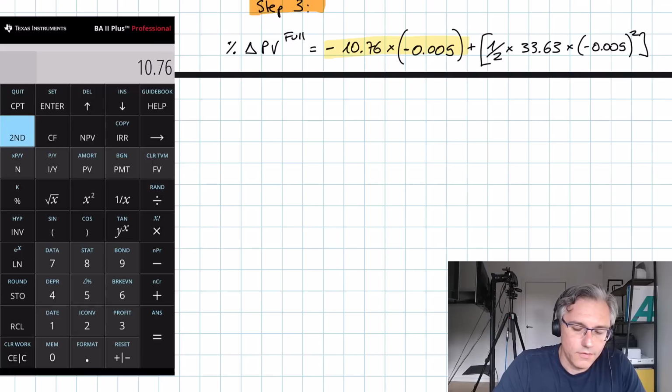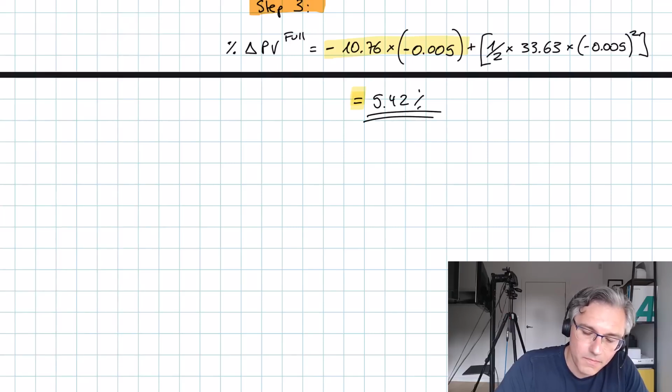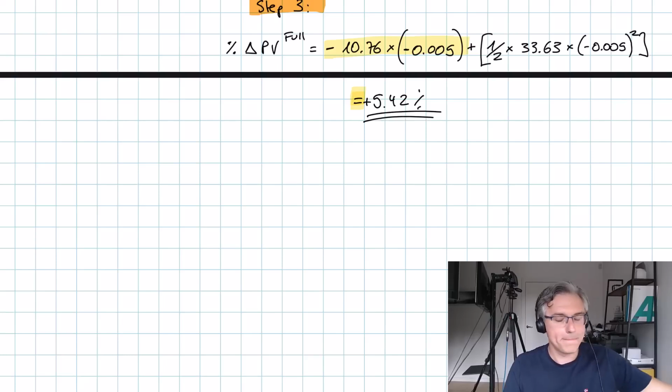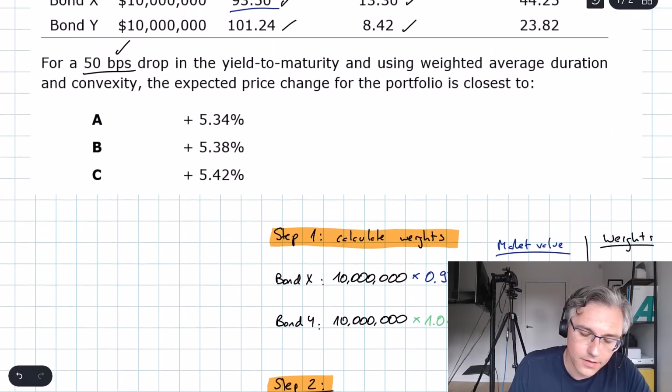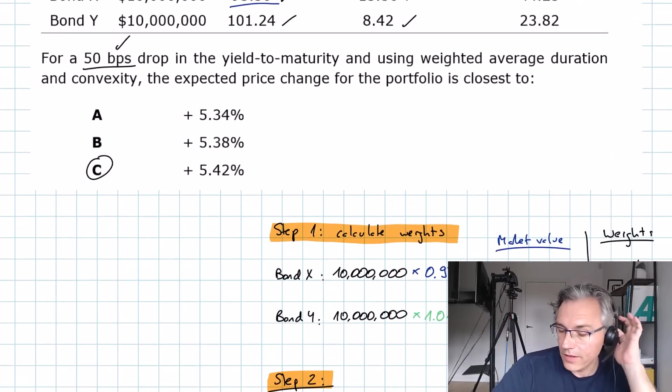10.76 times 0.005. Let's see. Okay, I get an answer of 5.42%. So this is in percent. It's a positive number, 5.42. Let's check that against the possible answers to this problem. Yes, it is absolutely in line with answer C.